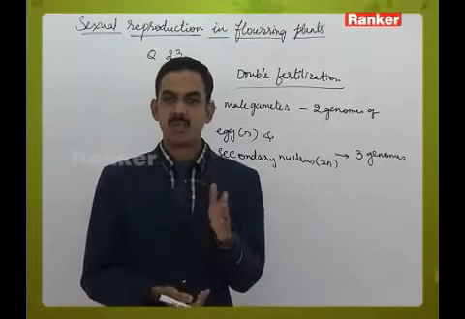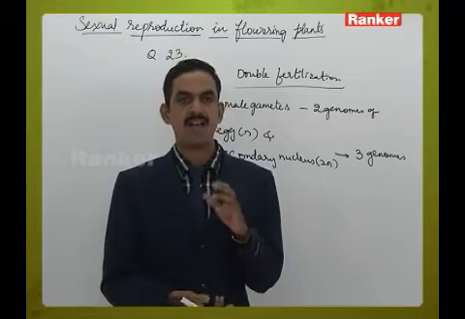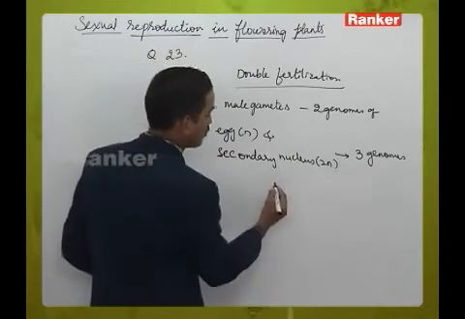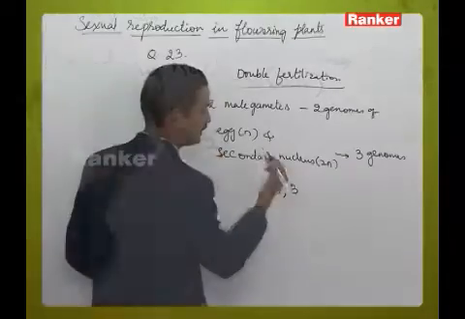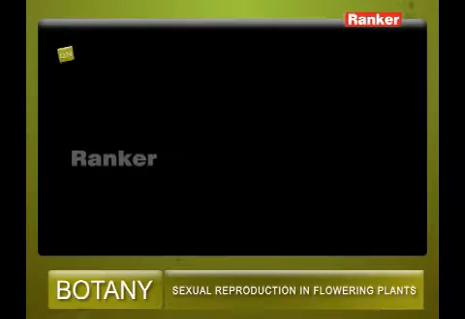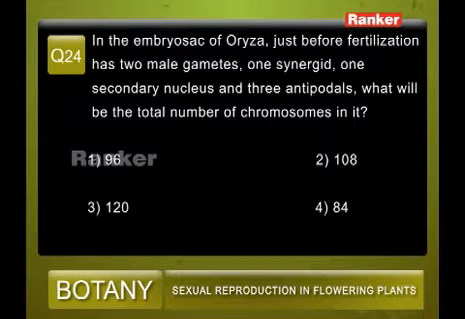So in the question they are asking about the total number of paternal and maternal genomes involved in the double fertilization: paternal genomes are 2 and maternal genomes are 3. So question number 23, the correct answer is 1. Question number 24: the embryo sac of oryza, just before fertilization, has 2 male gametes, 1 synergid, 1 secondary nucleus and 3 antipodals. What will be the total number of chromosomes in it? Options 1, 96, 2, 108, 3, 120, 4, 84.